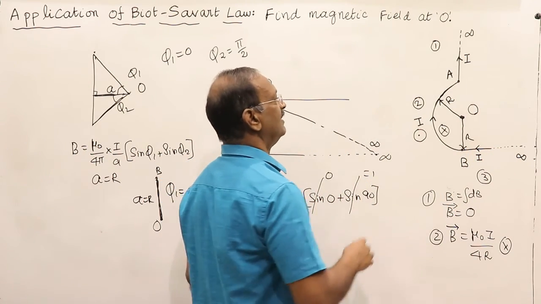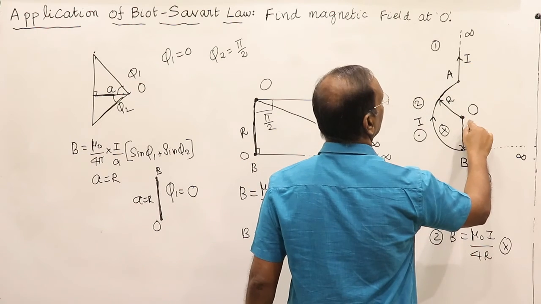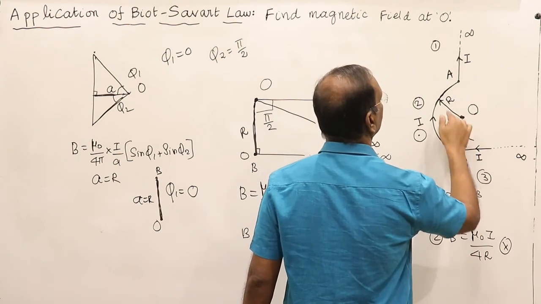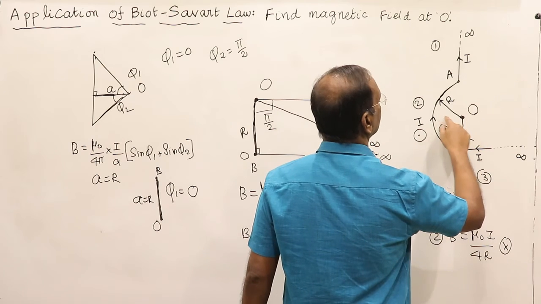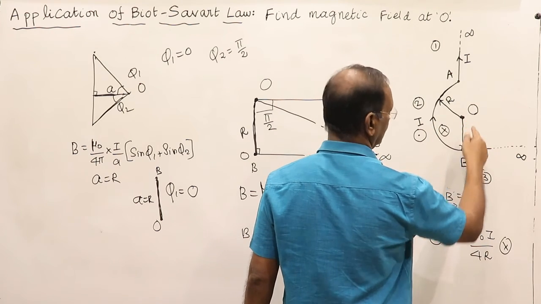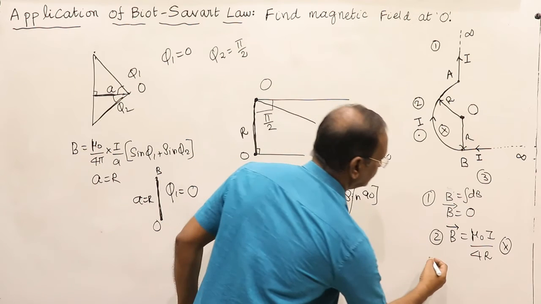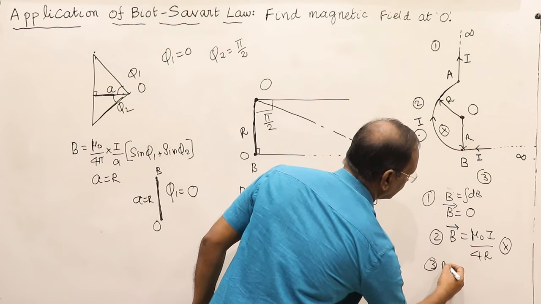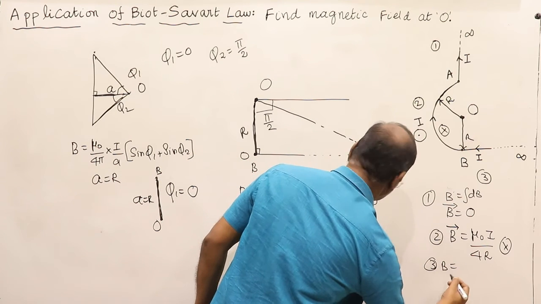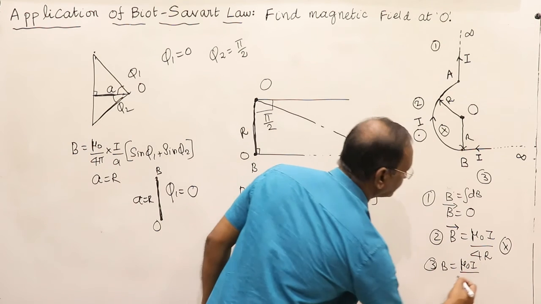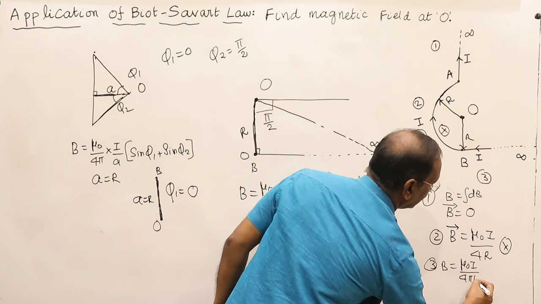So there are three magnetic fields at O. At O, this one is producing a magnetic field which is equal to 0. The semicircular part is producing a magnetic field at O, which is given by this one. And the third one is B is equal to mu naught I divided by 4 pi R.